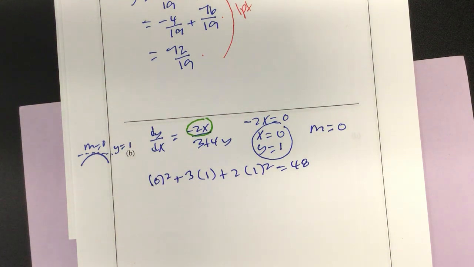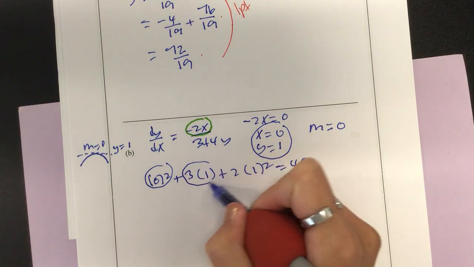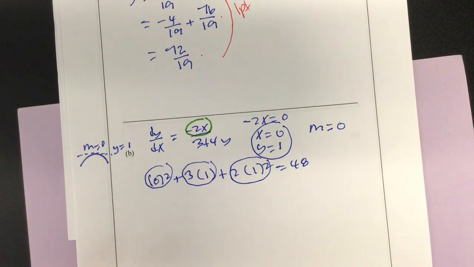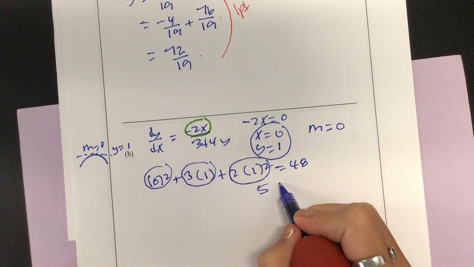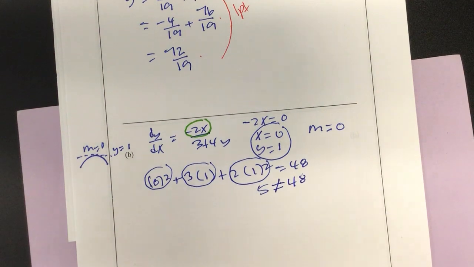Okay? So just by looking at this, we can do some quick math. I know that's going to give us 0. I know that's going to give us 3. And that's going to give us what? 5. Is 5 equivalent to 48? No. No.